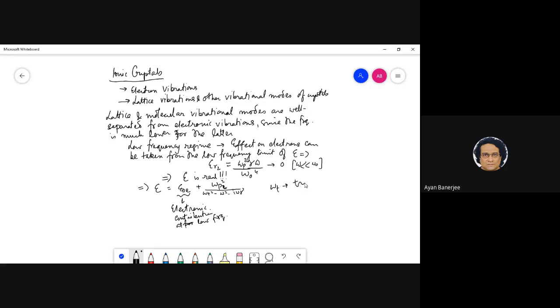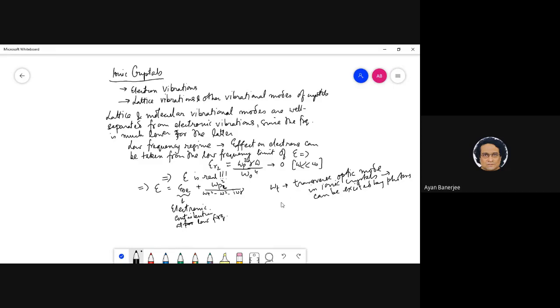Okay, and this omega t that we wrote here is typically called the transverse optical mode in ionic crystals. This is the resonance frequency. So basically, the word transverse comes because it can be excited by photons. That is why this transverse thing comes.